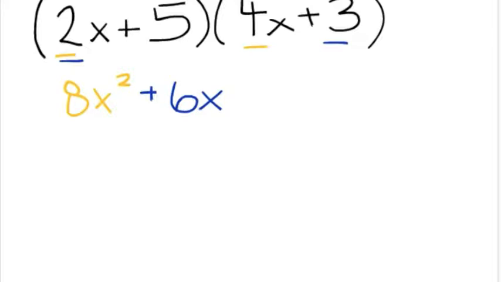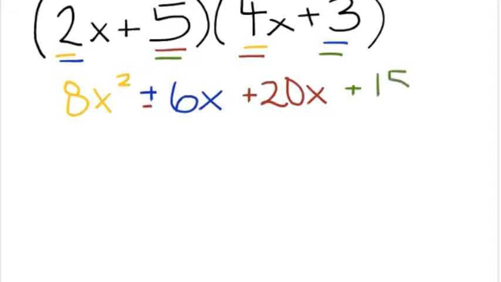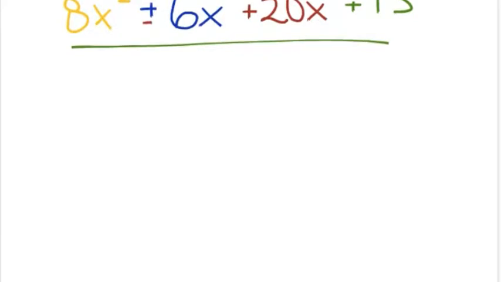Since it's all addition, we know that we would have to add all our values together. The third step is to multiply the two inner terms, which are the 5 and the 4x, and we get 20x. Now we have 8x squared plus 6x plus 20x. The last step is to multiply the last two terms, which are the 5 and the 3, and we get 15. Now our total is 8x squared plus 6x plus 20x plus 15. Now we have to add all the like terms, and our final answer would be 8x squared plus 26x plus 15.